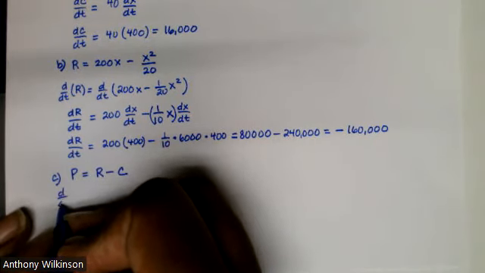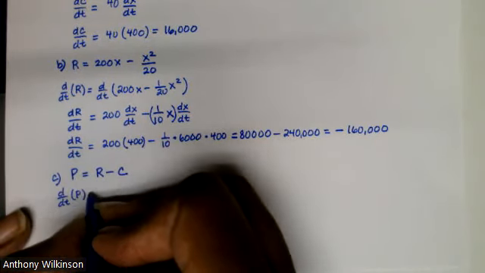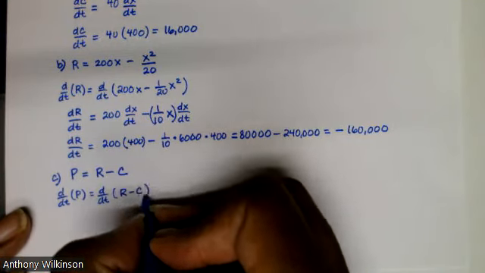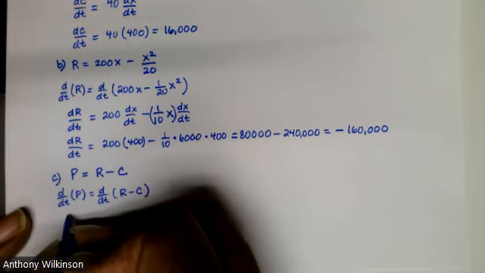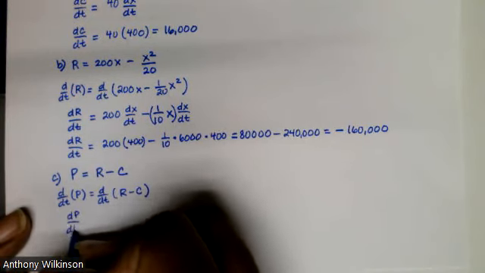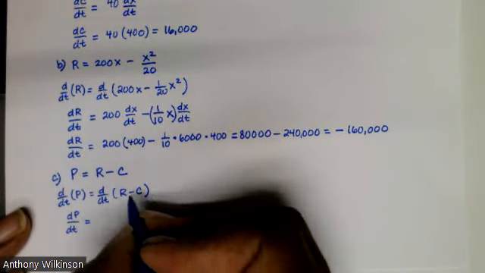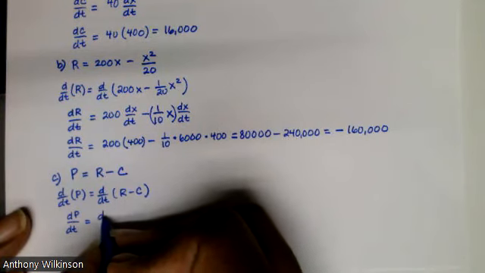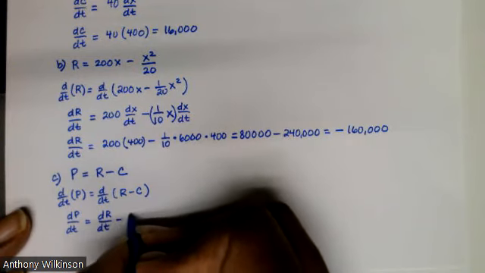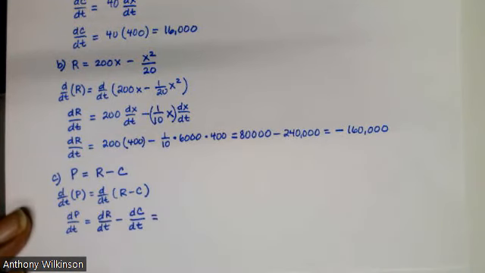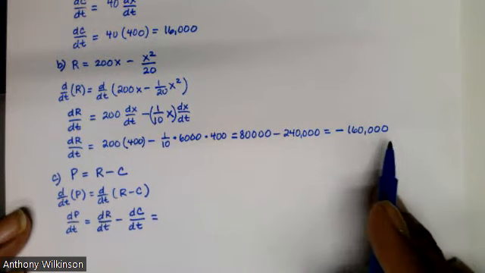And if I take the derivative with respect to time of the left side and the right side, here's what I have. The derivative of the profit would be dP/dt, with respect to time. That's going to be the derivative of the revenue minus the derivative of the cost, both with respect to time. So it'll be dR/dt minus dC/dt.